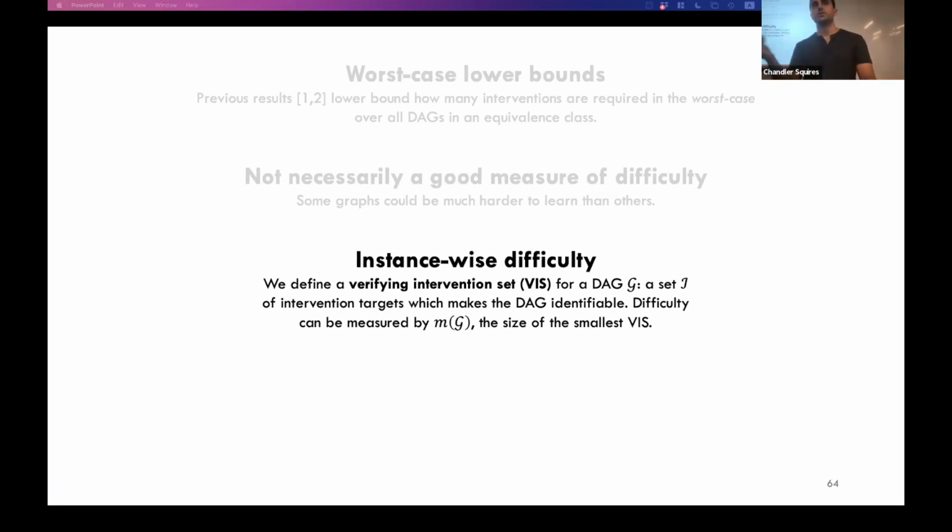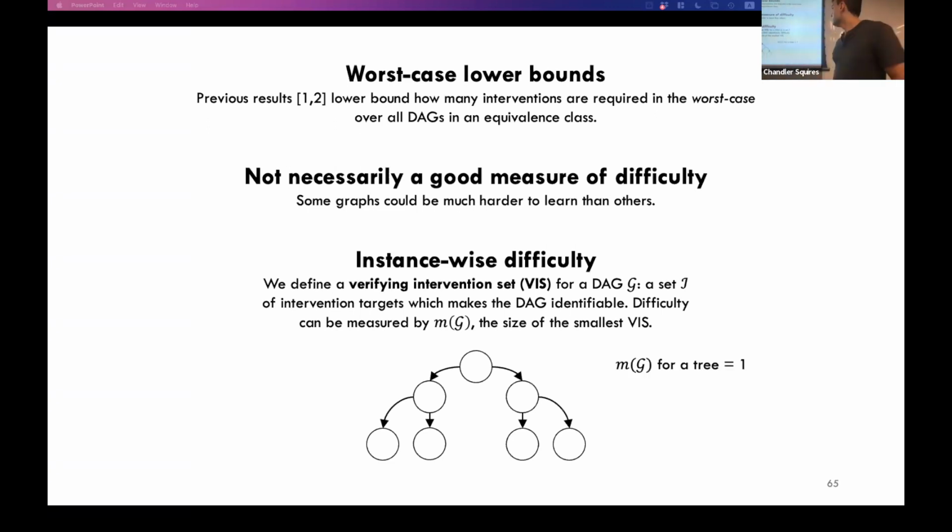So we want an instance-wise notion of difficulty: for each graph, how difficult is it to learn that graph? So we define this measure M of G as the size of the smallest intervention set, where we're considering single node interventions, that fully identifies the graph. For instance, if we had a tree, then one intervention is always sufficient for identifying the graph. All I have to do is intervene on the root node, and then I will figure out that everything else is downstream of that variable, because none of the marginals change and there are no other edges to learn.